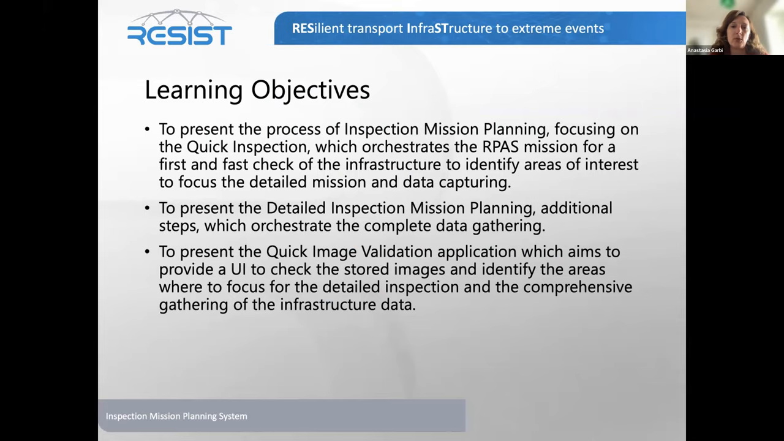The presentation is focusing on this process that we have put together for the inspection mission planning. We have two kinds of inspection: the quick inspection that orchestrates the process for a very rapid data capturing of a targeted area in order to identify any specific area of interest that needs special attention. And then there is the detailed mission that goes with specific equipment, let's say the full sensor suite, to gather information about this more detailed area that needs to be analyzed further.